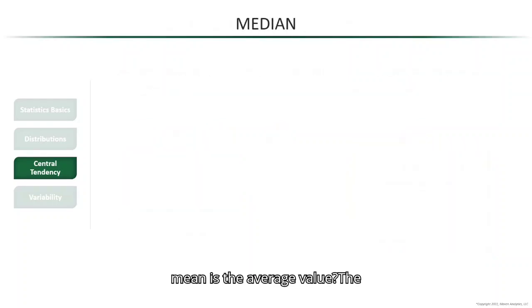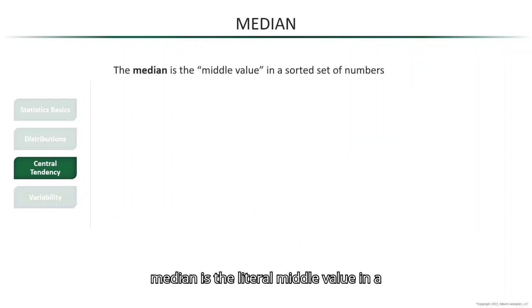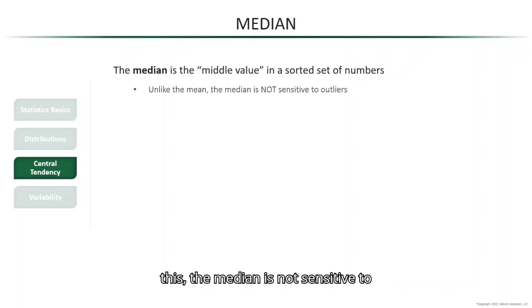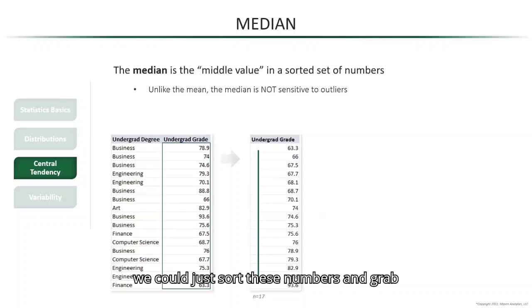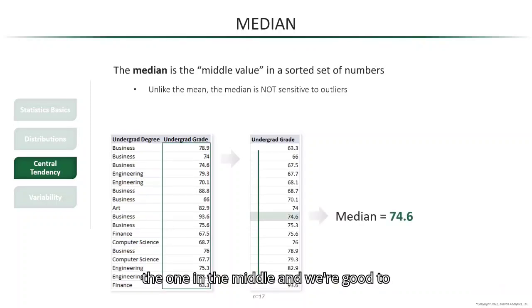Now, whereas the mean is the average value, the median is the literal middle value in a sorted set of numbers. It's the income of that average American. And because of this, the median is not sensitive to outliers. So if we wanted to calculate the median for the undergrad grade, well, we could just sort these numbers and grab the one in the middle, and we're good to go. Or we can, of course, just use the Excel function for it instead, which we will in a minute.